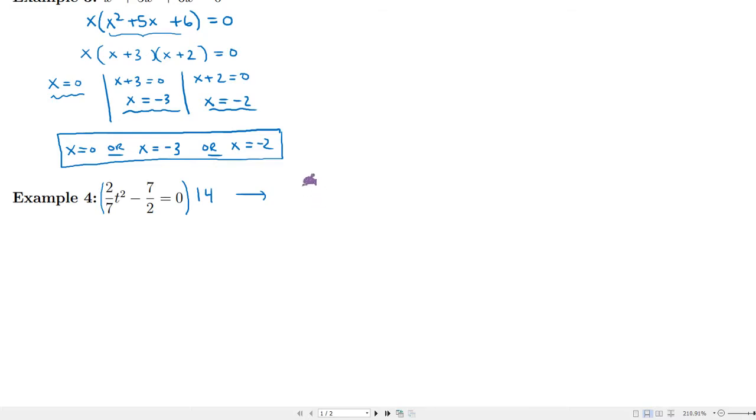So 14 times 2 over 7 t squared minus 14 times 7 over 2 equals 0. So this is going to get rid of our fractions, right? 14 divided by 7 is 2, so 2 times 2 is 4, so we'll have 4t squared. And then 14 divided by 2 is 7, and 7 times 7 is 49. So we end up with this.